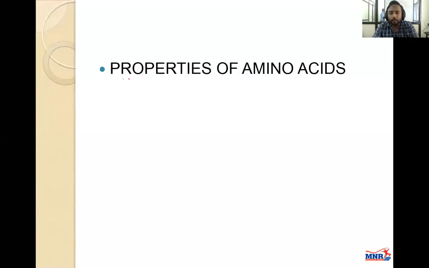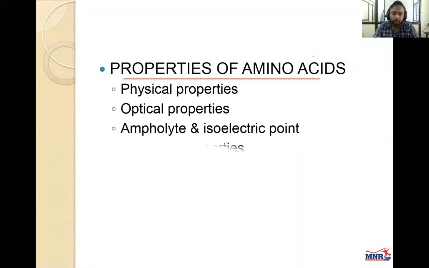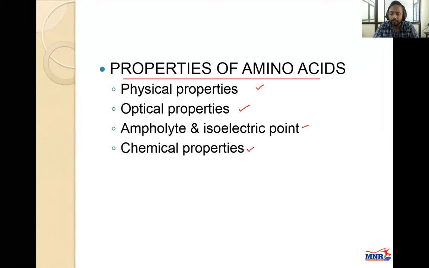What are the different properties of amino acids? Okay, which is again an important exam point of question. So we'll be discussing under 4 headings: what are the different physical properties of any amino acid, optical activity, the isoelectric property and the ampholyte nature of an amino acid, and what are the different chemical properties of these amino acids. So in this class we'll be learning the properties of the amino acids.